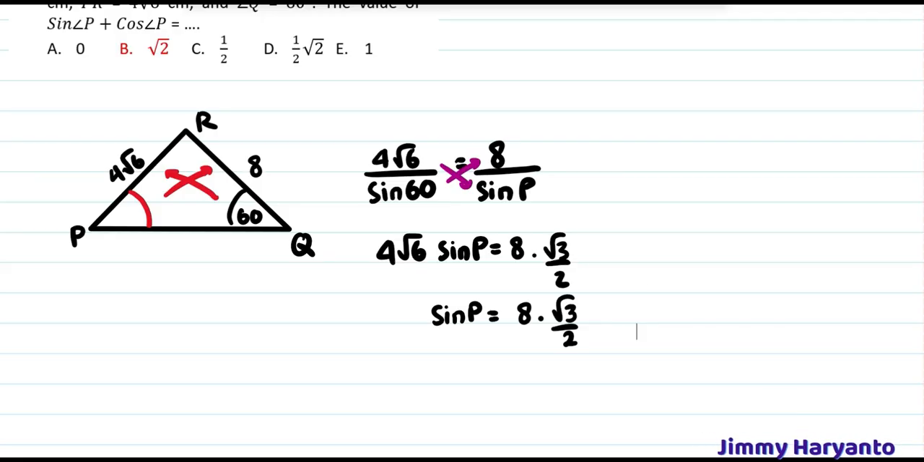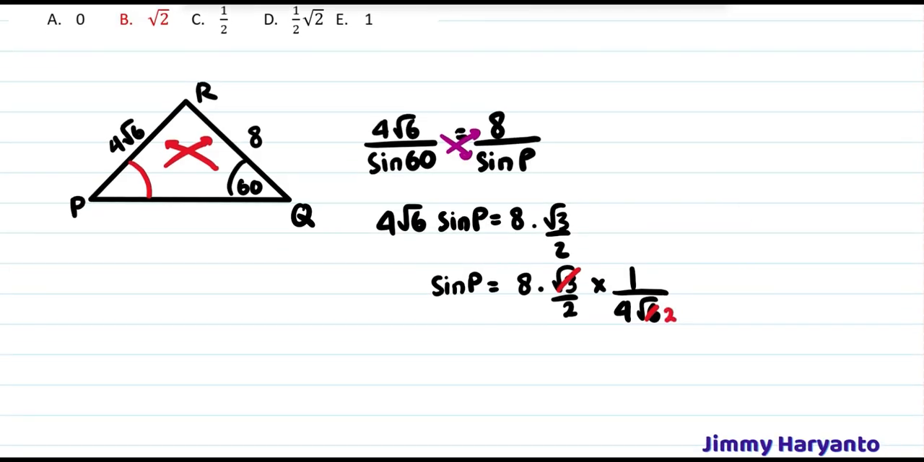That means multiplied by 1 over 4 square root of 6. Okay, let's simplify this. You can cross out the square root of 3 with the square root of 6. It will become square root of 2. And then we will cross out the 4, 2, and 8. 4 times 2 equals 8. 8 with 8 is crossed out. So you will only have 1 over square root of 2.